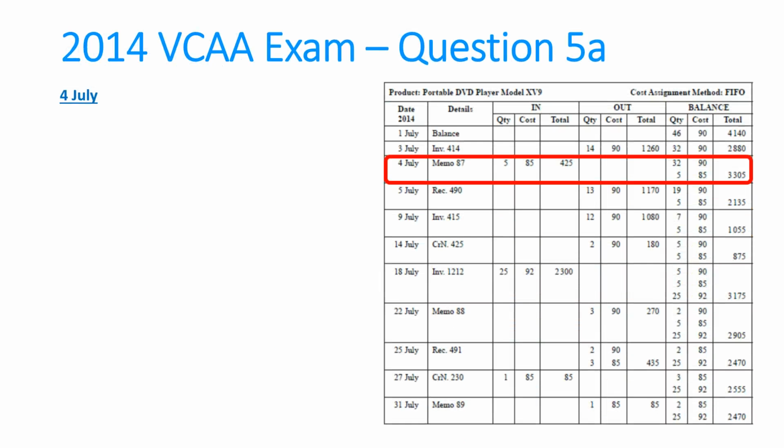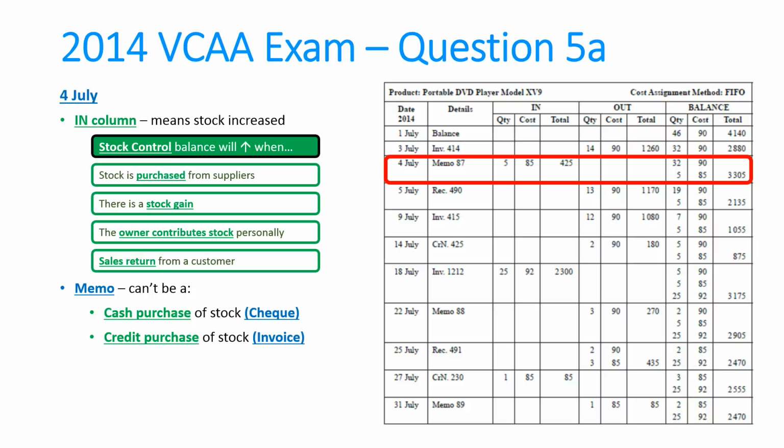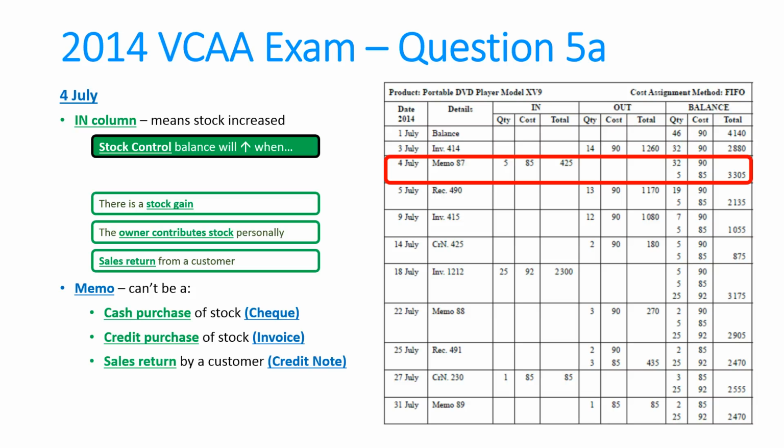So now that you've remembered these two things, you can start to narrow it down. Looking at the one on the 4th of July, we know it's in the in column, so that must mean stock went up. So that limits it to any of the following four. We want to rule out any of them that it can't possibly be. For example, this is a memo, it says memo 87. So that must mean this can't be a cash purchase or credit purchase of stock, because otherwise the document would be a check or an invoice, so we can get rid of that. It also can't be a sales return, because a sales return would have a credit note number, so that gets rid of that. So now we're down to, it's either a stock gain or the owner contributing stock personally.